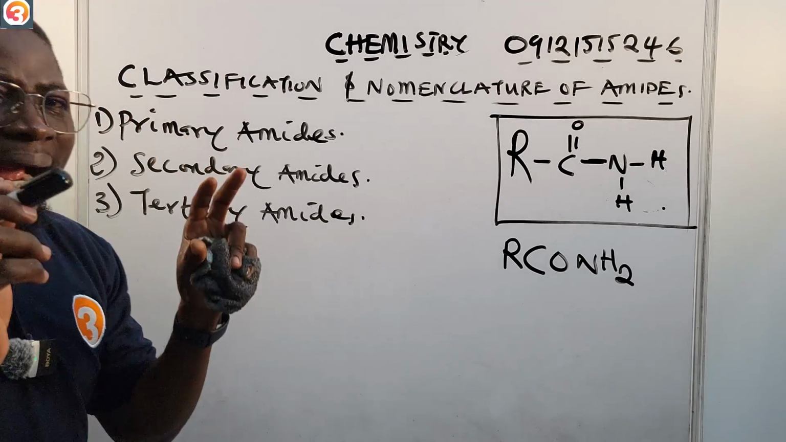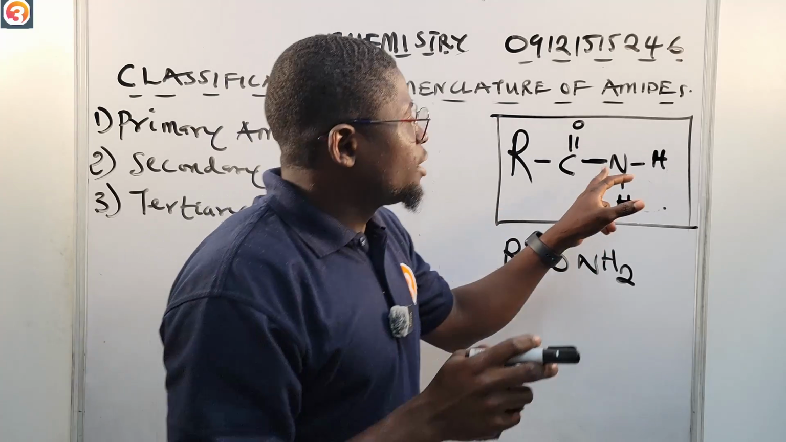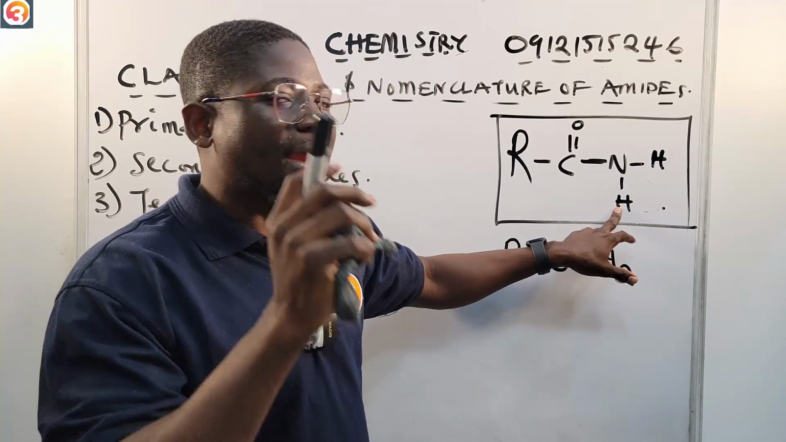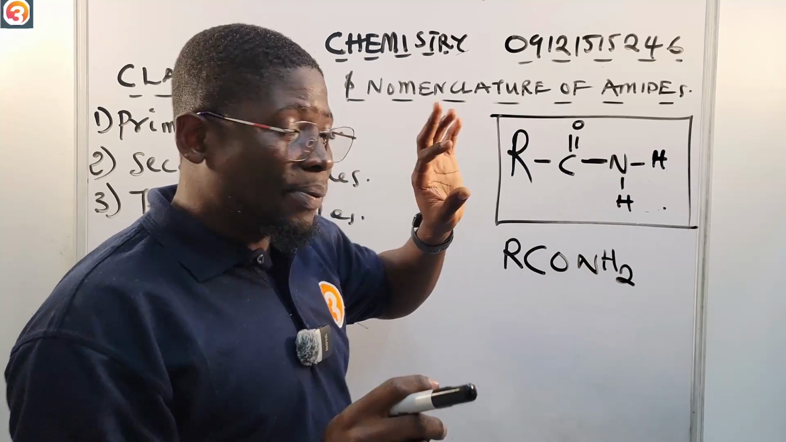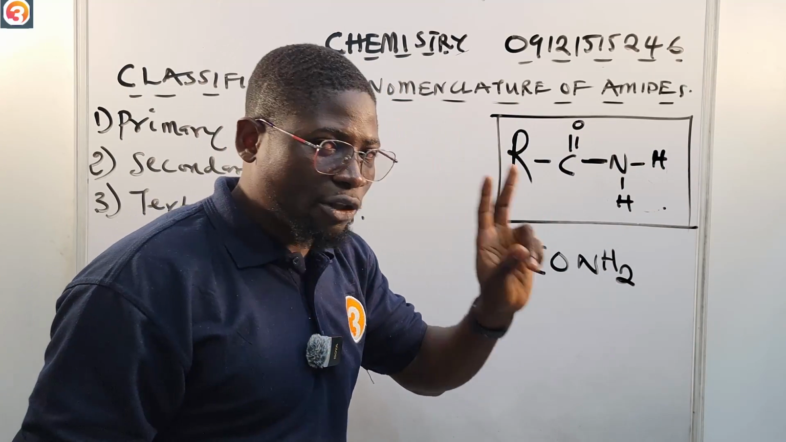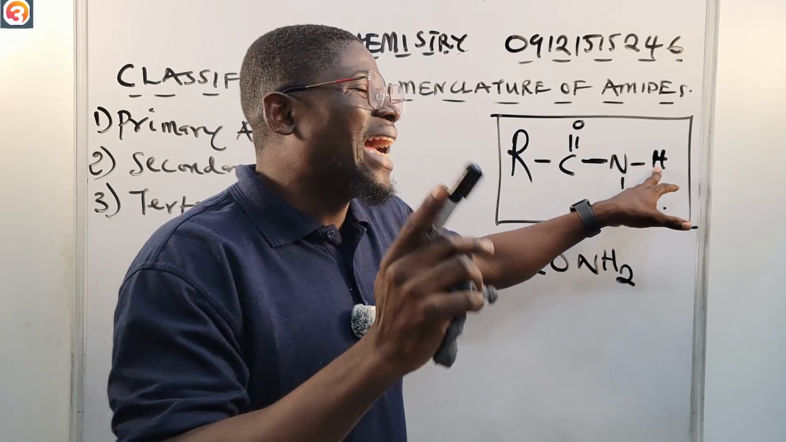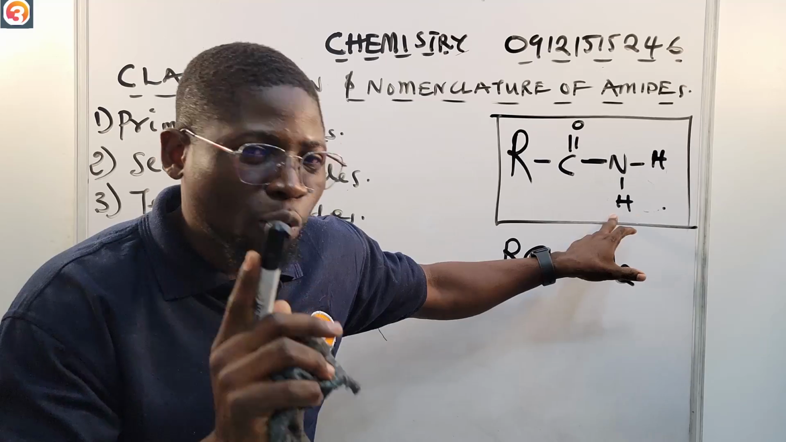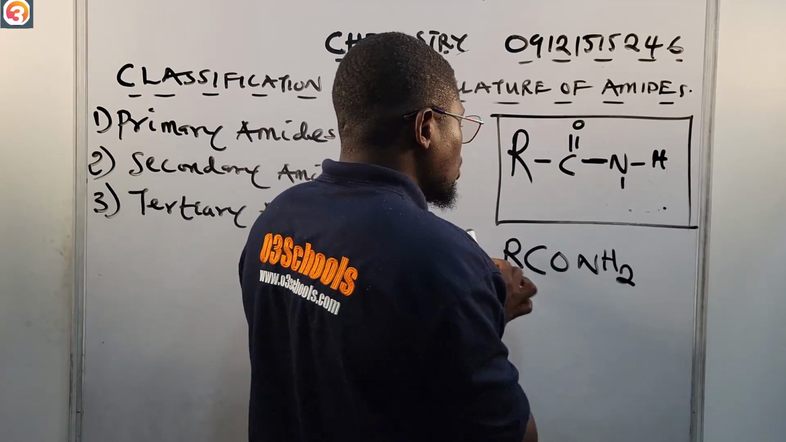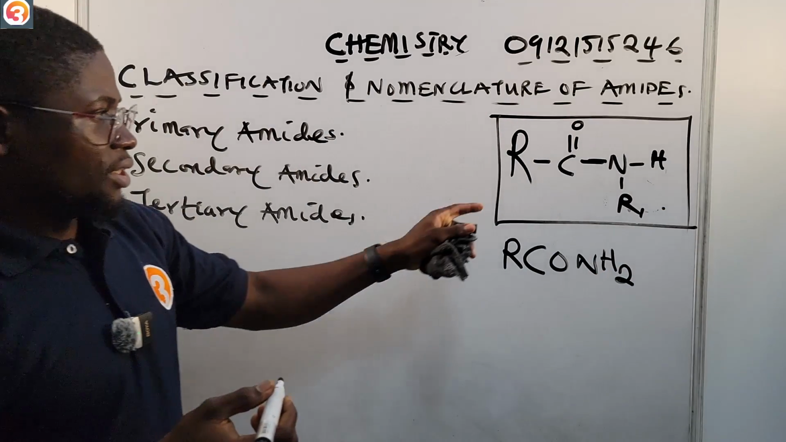So let's go. Now, that's our primary amide. Now, a secondary amide is one where the nitrogen is bonded to one hydrogen and one R group. So for primary, the nitrogen is bonded to two hydrogen atoms. But for secondary, the nitrogen is bonded to one hydrogen atom and one R group. So instead of having H and H here, we have one H, then the other one will be an R group. We can just say R1, something like that, to differentiate it from this R.